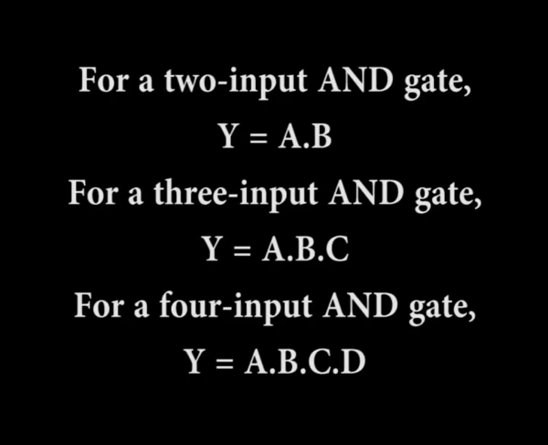For a 2 input AND gate, y is equal to A and B. For a 3 input AND gate, y is equal to A and B and C. For a 4 input AND gate, y is equal to A and B and C and D.